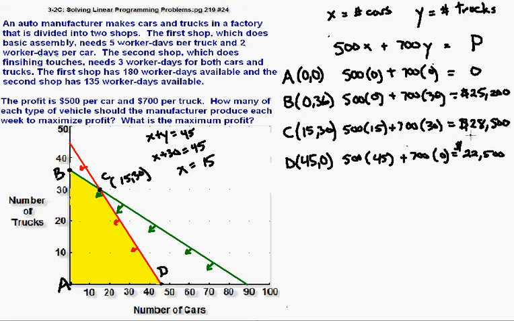So, looking at these different profits, we can see that this one is going to give us the best profit. So if I make 15 cars and 30 trucks, that's going to bring us a maximum profit of $28,500.